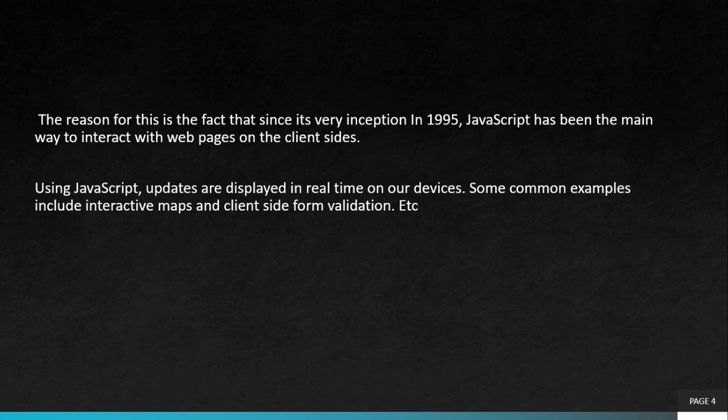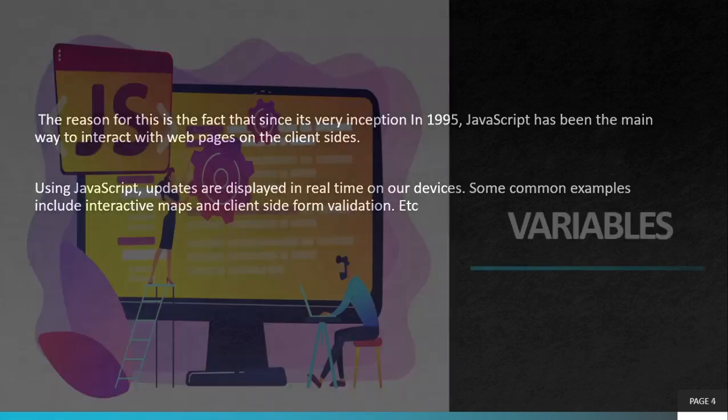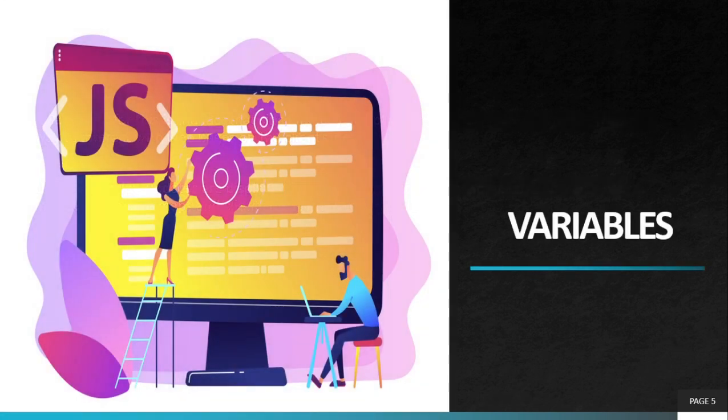So now using JavaScript, you can get updates displayed in real time on our devices, such as interactive maps and client-side form validation. When I say interactive map, let's say you want to go somewhere and you don't know the direction. You can easily click the direction part on the map and it gives you a real-time display of where you are and how to reach your desired destination, right? So with that, let's get into variables.